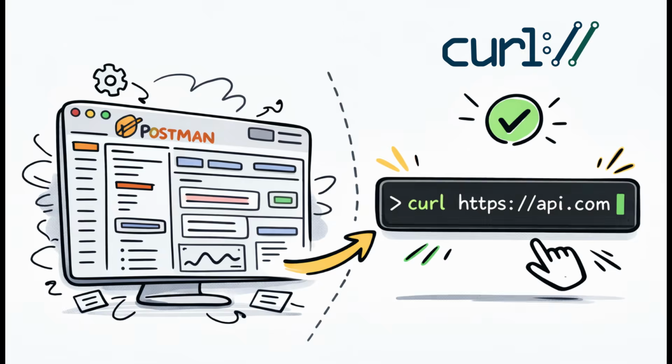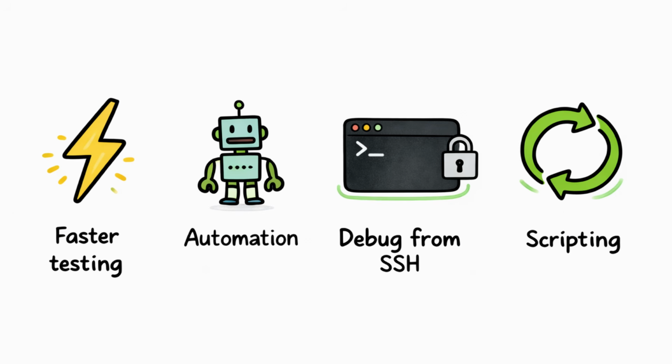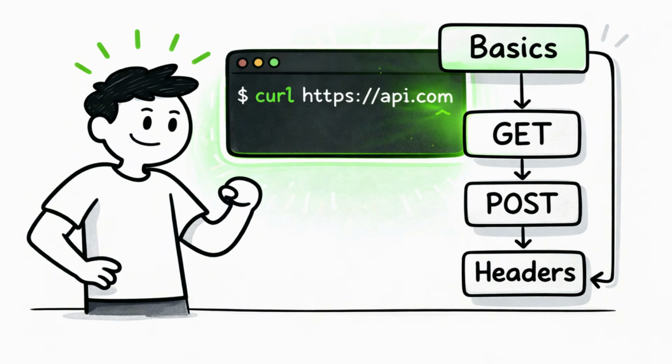It's called cURL. And once you learn it, you'll test endpoints faster, automate requests, debug production issues from SSH, and even script entire workflows, all without opening a single GUI. Today, I'm going to show you exactly how to use cURL from scratch, in a way that actually makes sense. So let's get started.